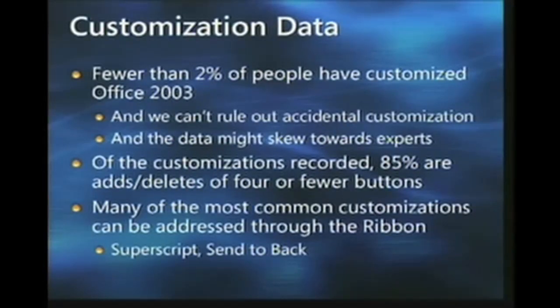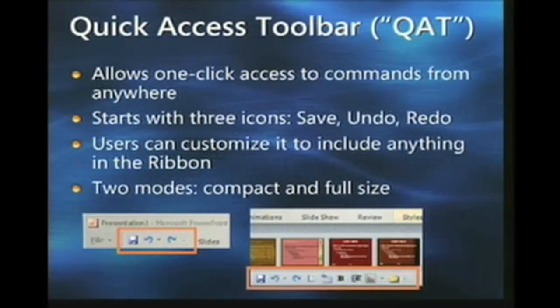Next, we looked at what people customize when they do customize. Well, 85% of them are simple adds or removes of a few buttons, right? So what are the buttons that they're adding? Well, it turns out that there's a large correlation between what they are. They're things that we should have put on the toolbars and didn't, like subscript in Word, or things like send to back in PowerPoint, that lets you put your shape in the back. So a lot of these we can fix with the ribbon. We know what those top 20 customizations are, and they're great ideas for how we should make the ribbon work. So what's left for customization?